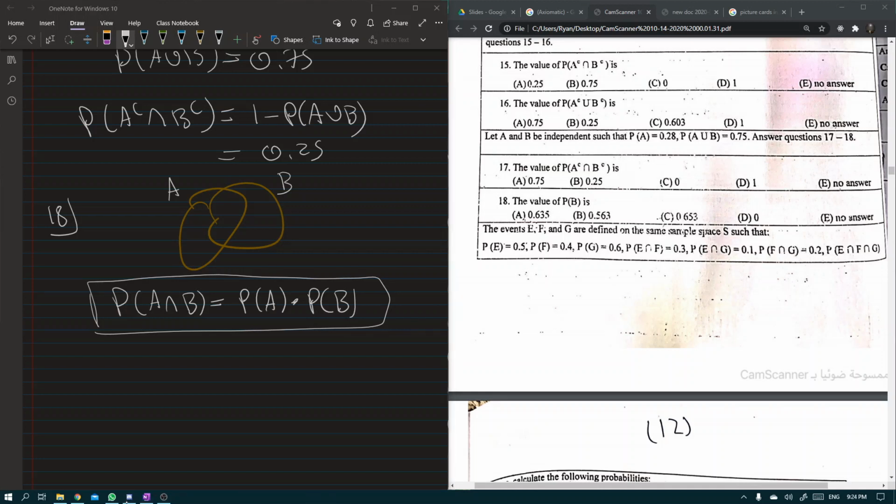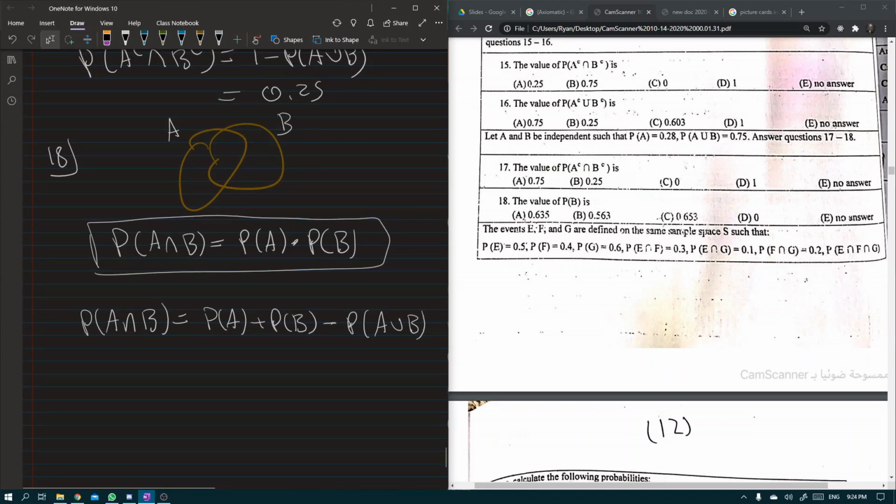Now the formula for A intersection B is usually probability of A plus probability of B minus probability of A. Don't you mean union? A union B? Oh. Wait, so then you replace this here.